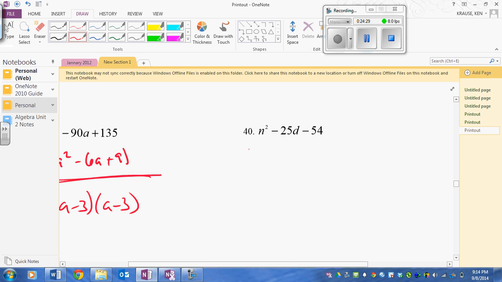This one's kind of tricky. It's just n. And because this is so big, you should know that the two numbers have to be kind of far away from each other. It's minus 27 and plus 2.